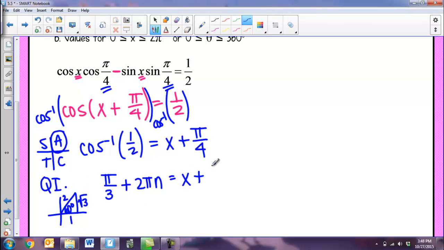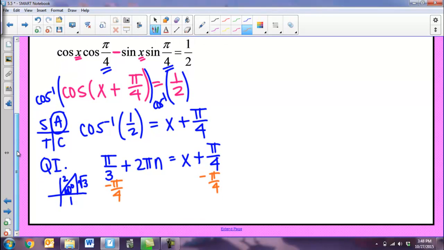Finally, we go to my right side, which was pi over 4. And now all I've got to do here is isolate the x. So if I take this and I subtract pi over 4 from both sides, this will get me my general solution. Now, you're going to have to do a little bit of finding a common denominator here.